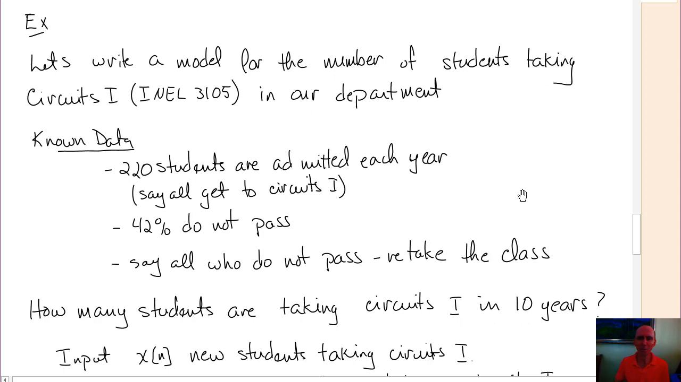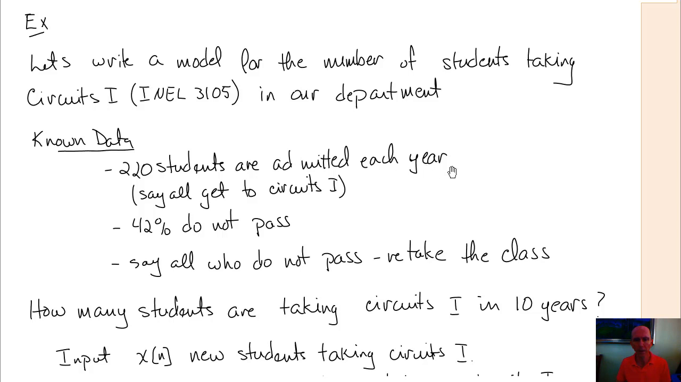Let's do another one. Let's write a model for the number of students in Circuits 1 in the Electrical and Computer Engineering department, our department. This comes from actual numbers in our department. So how many students are going to be taking ENEL 3105?